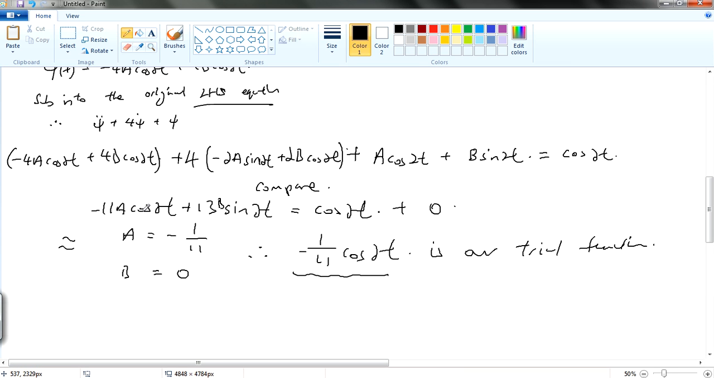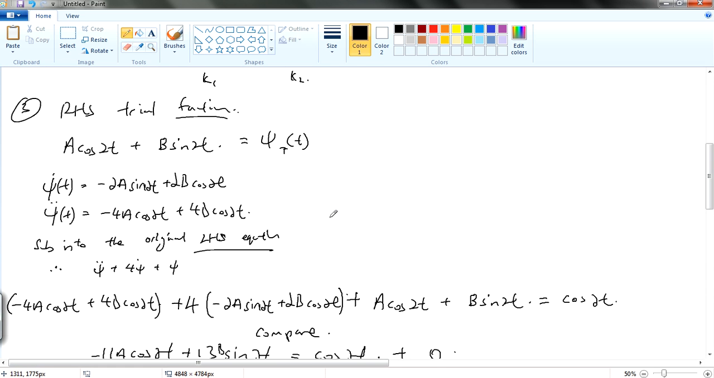And please note that this a is different from this a. Okay, I forget, it should be c and d. Okay, maybe I should write down c and d and whatever. Okay, so in the end you have this coefficient of minus 1 over 11 cosine 2t.